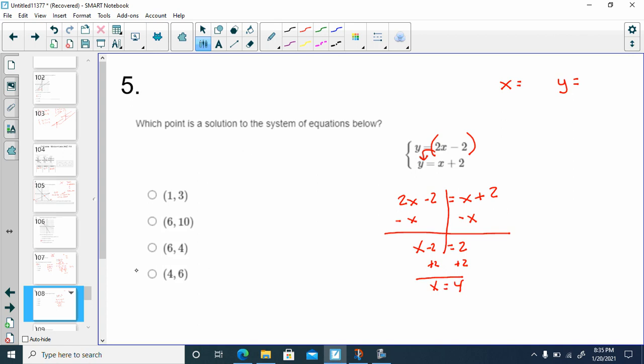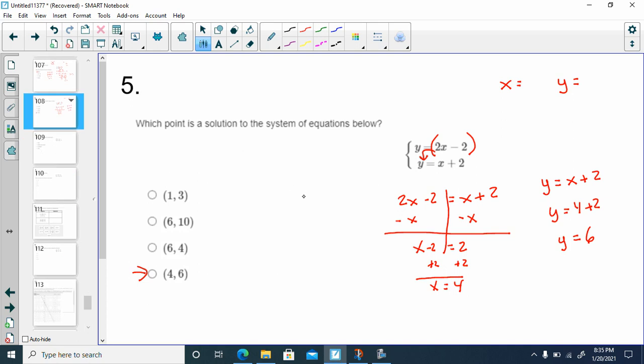I only have one of these where your x is 4, but let's go ahead and try and make sure we get the y. Let's plug it in for the y. y is equal to x plus 2. y is equal to, and our x is 4, 4 plus 2. y is equal to 6. Okay, so our solution is 4, 6, right there.